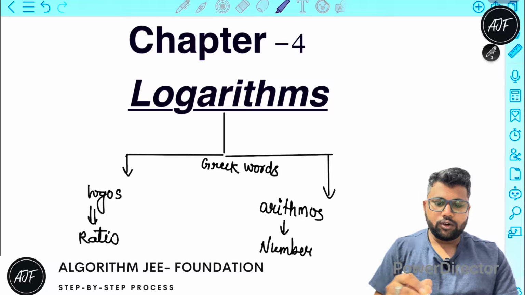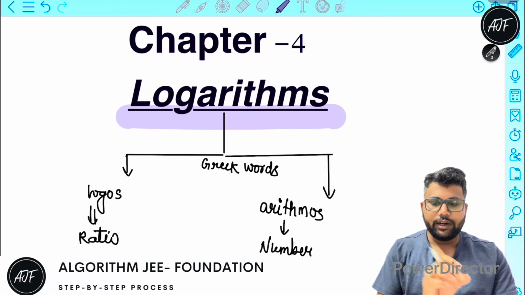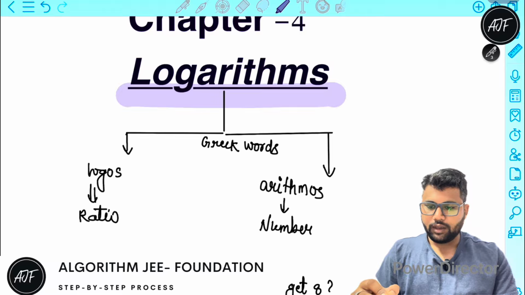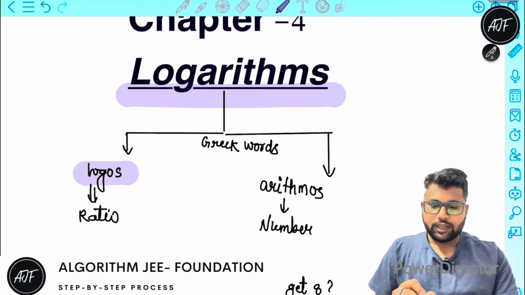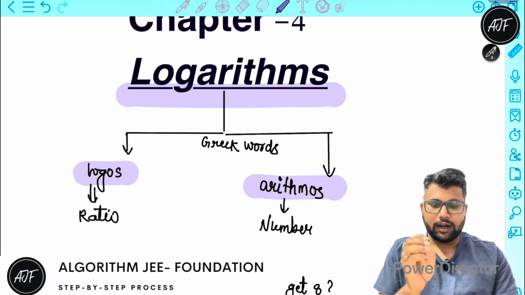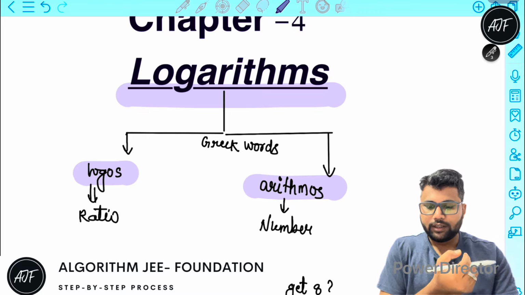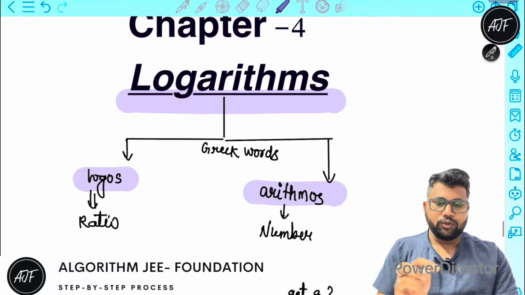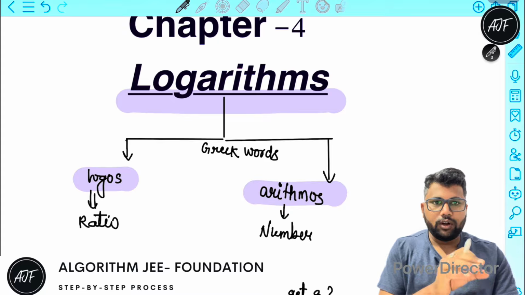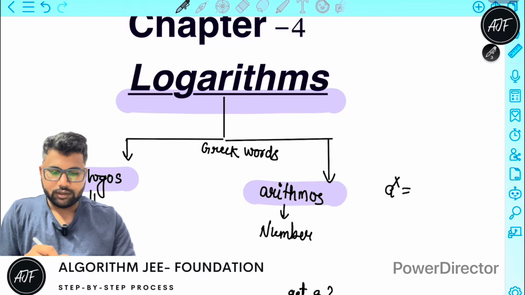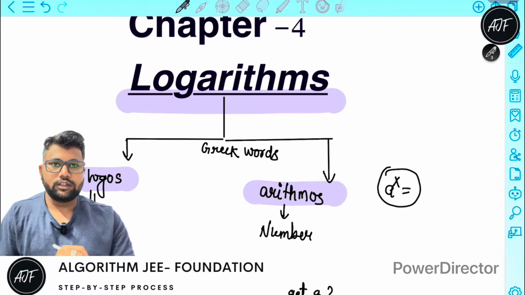Now you see, logarithm is a Greek word, made from two words. The first one is logos, and the second term is arithmos. So logos means ratio, and arithmos means number, meaning any number is a ratio. Suppose we have, sometimes you can note it down like this, a power x, and deal with these types of questions.